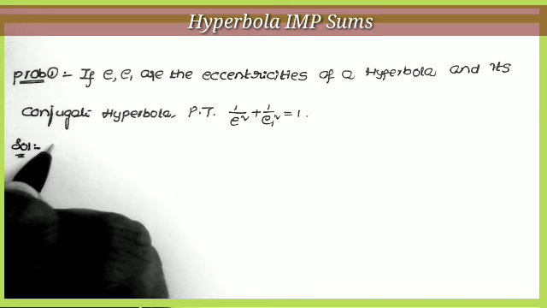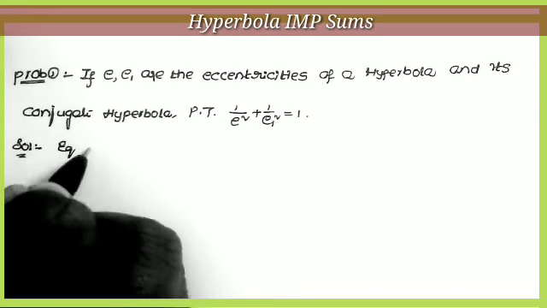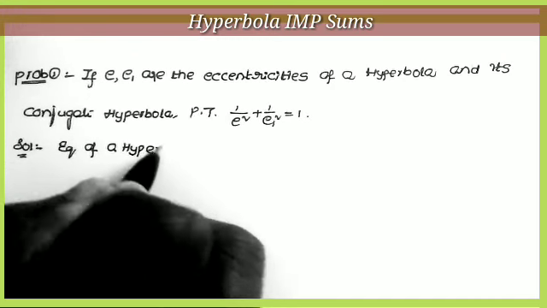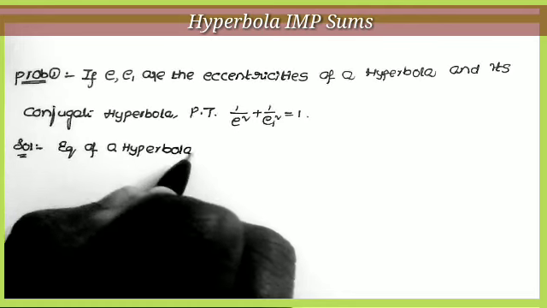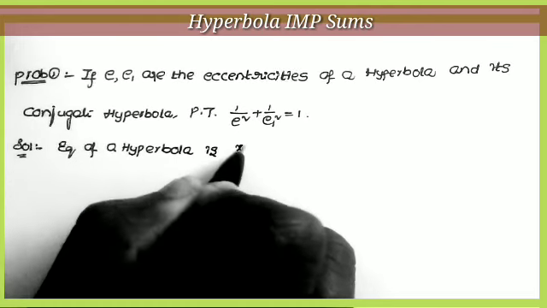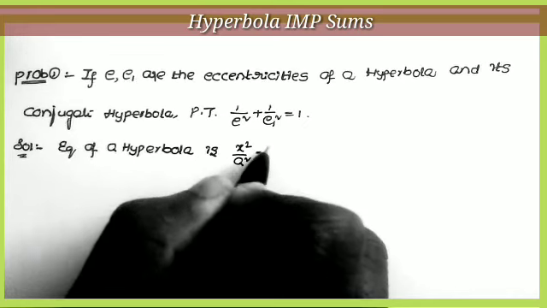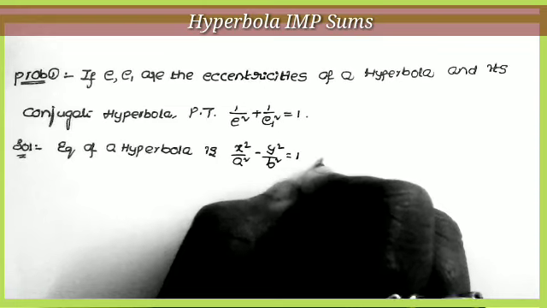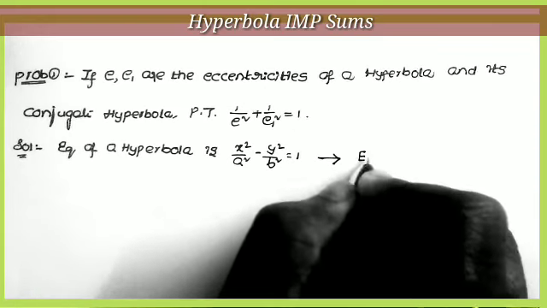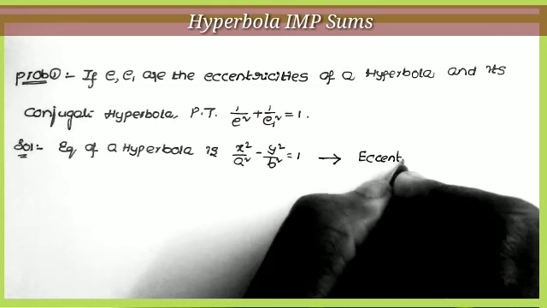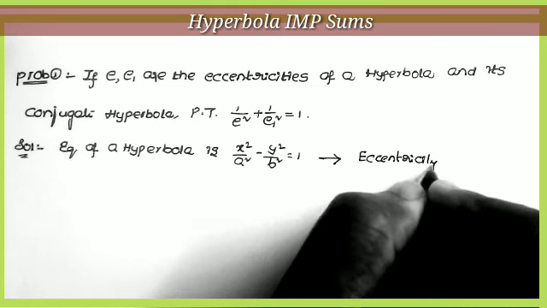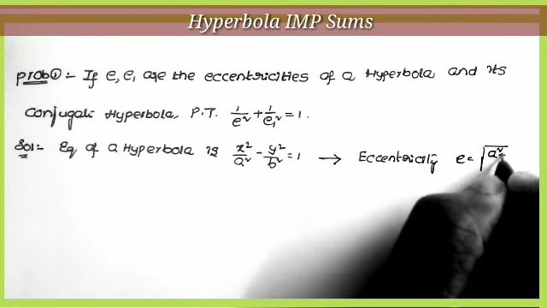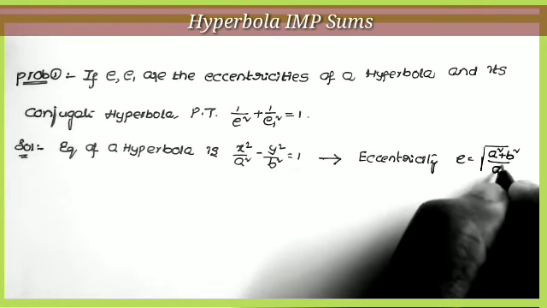First I take the equation of the hyperbola in standard form. The equation of the hyperbola is x square by a square minus y square by b square is equal to 1. And what is its eccentricity? The eccentricity of this hyperbola, e, is equal to square root of a square plus b square by a square.